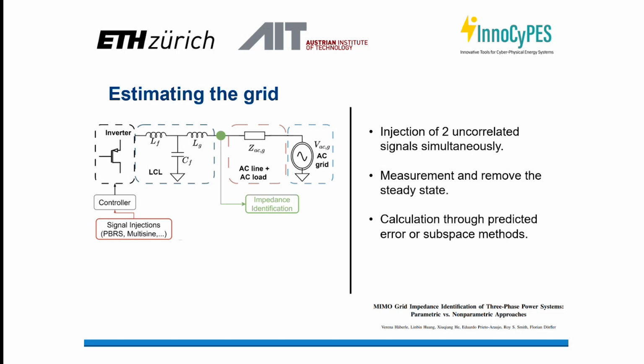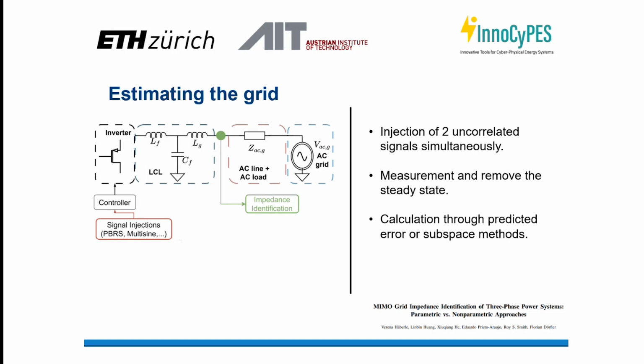At least, you need to inject two uncorrelated signals simultaneously and measure and remove the steady state, so you can actually calculate the impedance of the grid. In this recent paper in here, they calculated it through prediction error methods, and also subspace methods. The most common one is ARX, which is implemented in MATLAB and works surprisingly well.